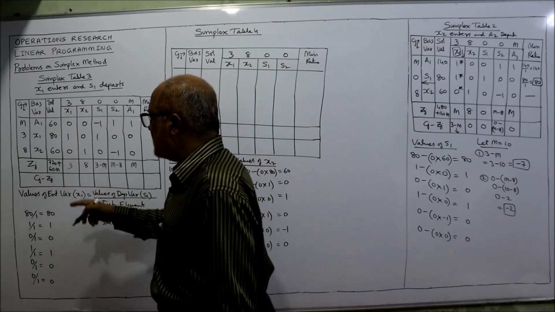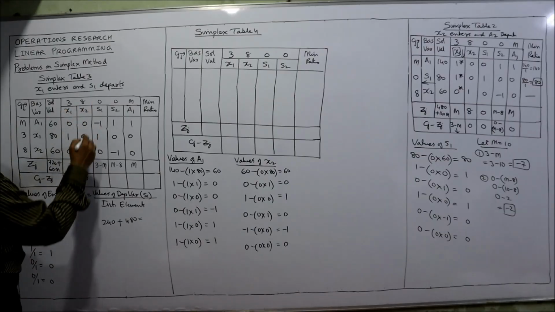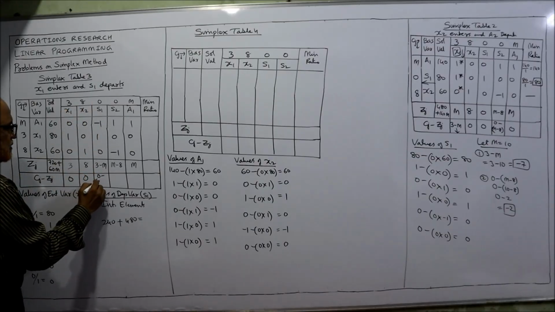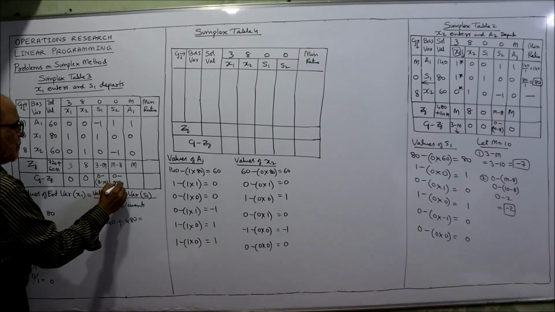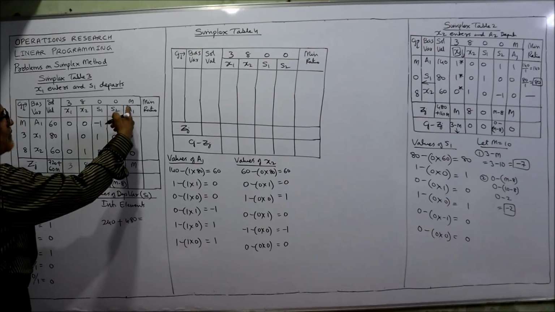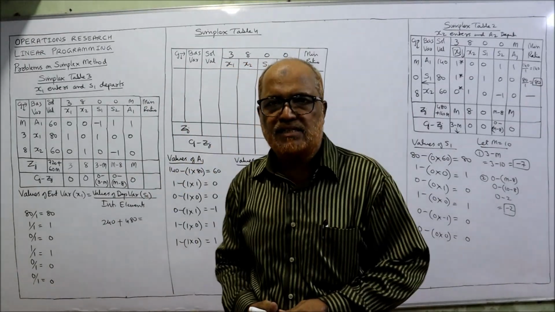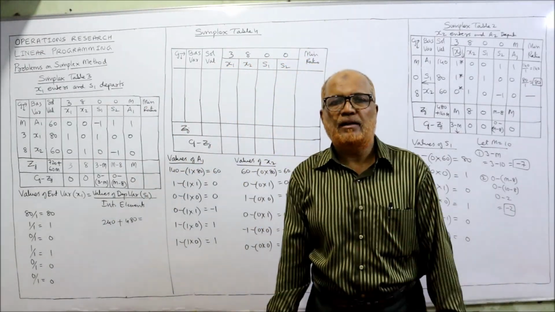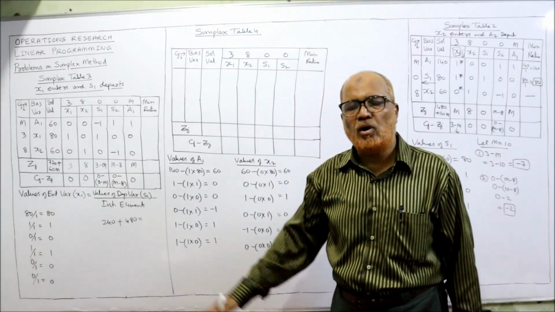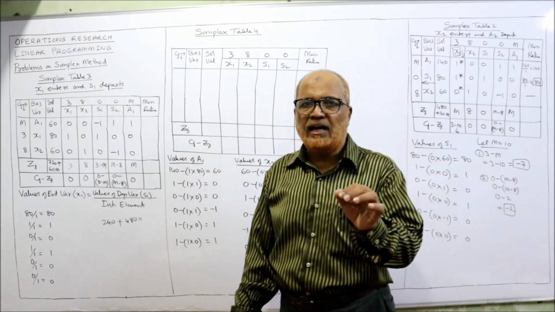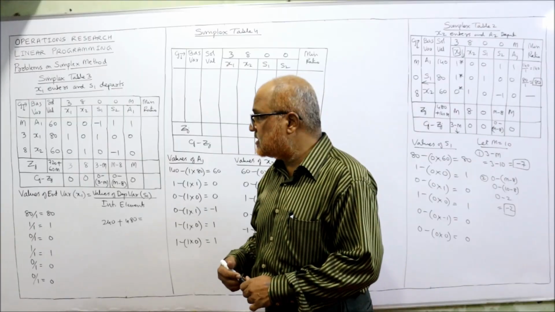Now Cj minus Zj. 3 minus 3, 0. 8 minus 8, 0. 0 minus (3 minus m). Here 0 minus (m minus 8). Here m minus m, 0. So we have calculated the Cj minus Zj value. Optimality test: all the index row elements should be zeros and positive because it's a minimization problem. If a negative value is there, then we have to make another table. Now we have to find out whether a negative value is there or not.